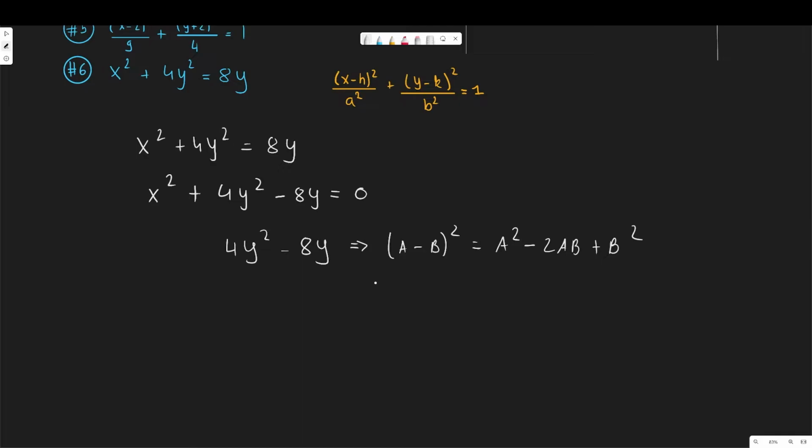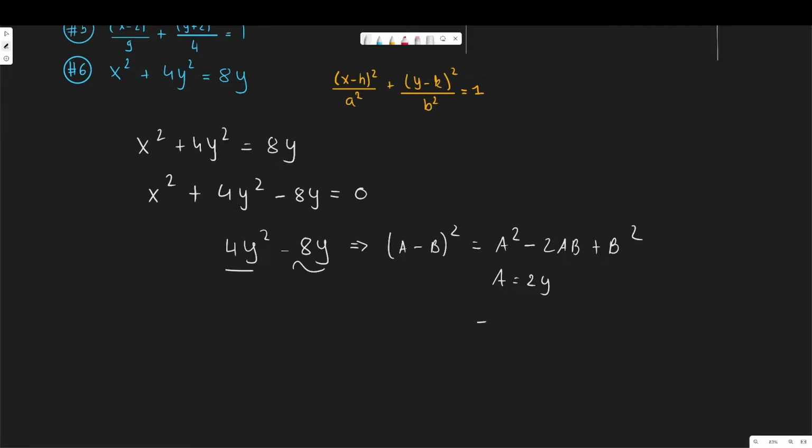So in this case, a squared will be this right here, and negative 2ab will be equal to negative 8y. So let's write this down. So a squared is the same as 4y squared, and 4 is the same as 2 squared. So if we take the square root of both sides, we'll get that a is equal to 2y. So let me write this down here. So a is equal to 2y.